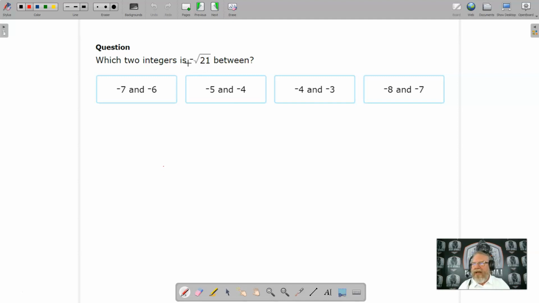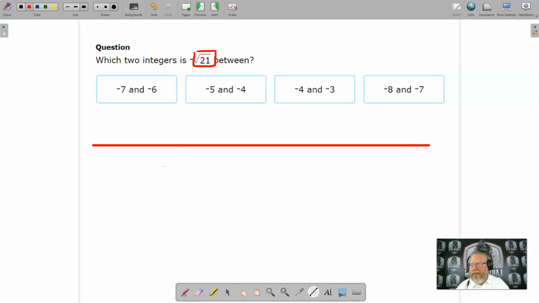The first thing I'm going to do is disregard the negative sign for now. I'm just going to look at the square root of 21 and try to figure out where that would fall on a number line. So I'm going to need a number line, and I'm going to give it some tick marks. It looks like my lowest value is 3, my greatest value is 8. So let's start at 3 and see if we can fit it all in there. 3, 4, 5, 6, 7, 8. Good deal. Got it all in there.